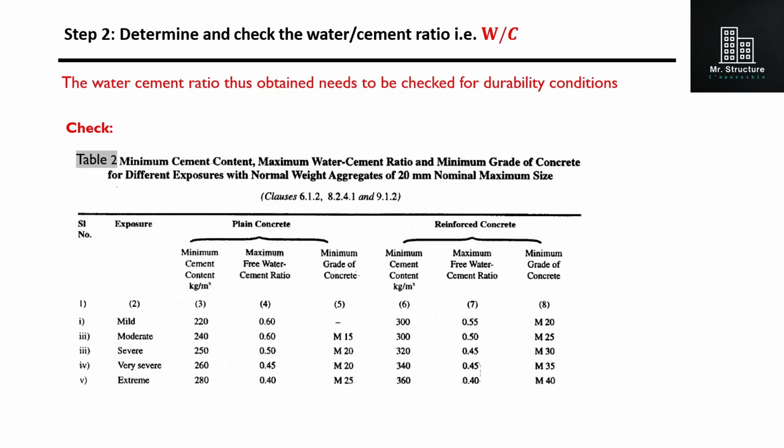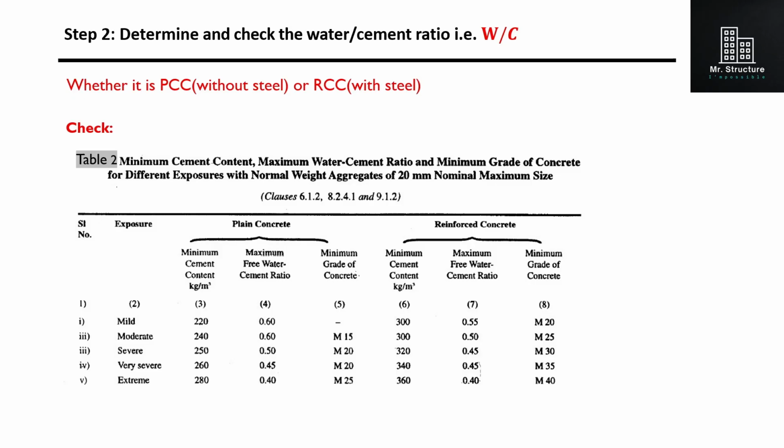The water-cement ratio thus obtained needs to be checked for durability conditions. For that, we should know the exposure condition and the type of concrete, whether it is PCC without steel or RCC with steel. By the question, the exposure condition is mild, and we assume it to be plain concrete, PCC, since no information is given related to the bars.